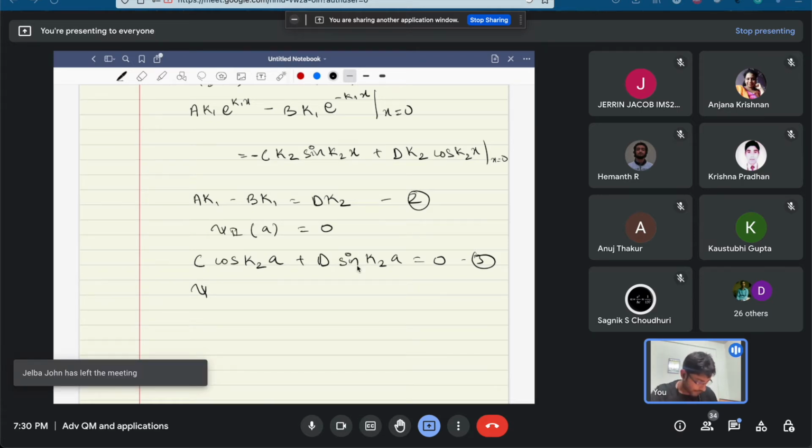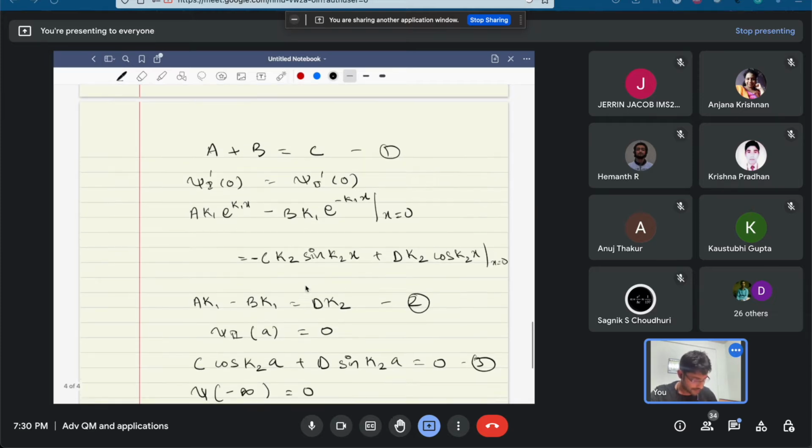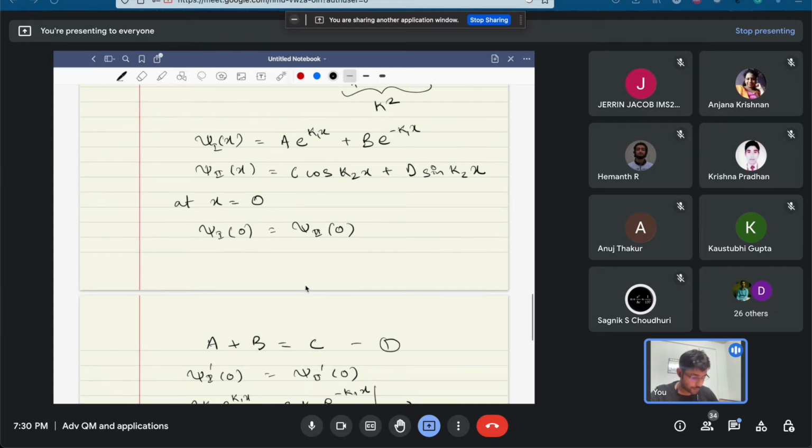And finally, at psi minus infinity the wave function should be 0. That's also one of the fundamental rules of quantum mechanics. And psi at minus infinity is what we have, A e to the power k1 x plus B e to the power minus k1 x. So which one of these will be 0 at infinity by itself? Can someone tell?